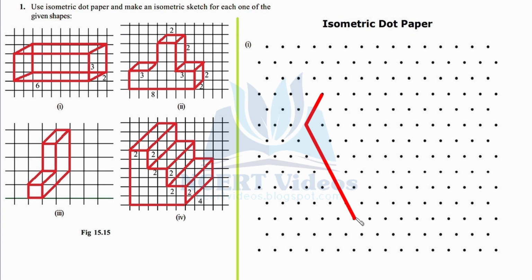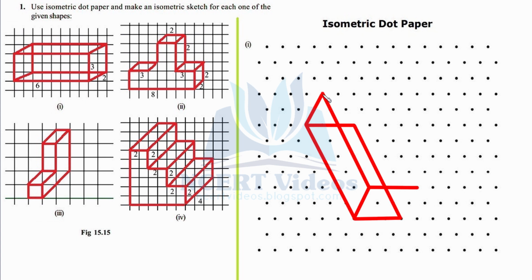Again, on the other side, 2 units, like this. After making its depth, now let's sketch its height, that is 3 units. So we will connect the next 3 dots. Similarly, on the other side, we will connect, and this is our height of 3 units. We will connect the depths with each other. Again, we can connect heights with each other like this. Now let's join the other height, that is 3 units again. From the other side as well, 3 units.